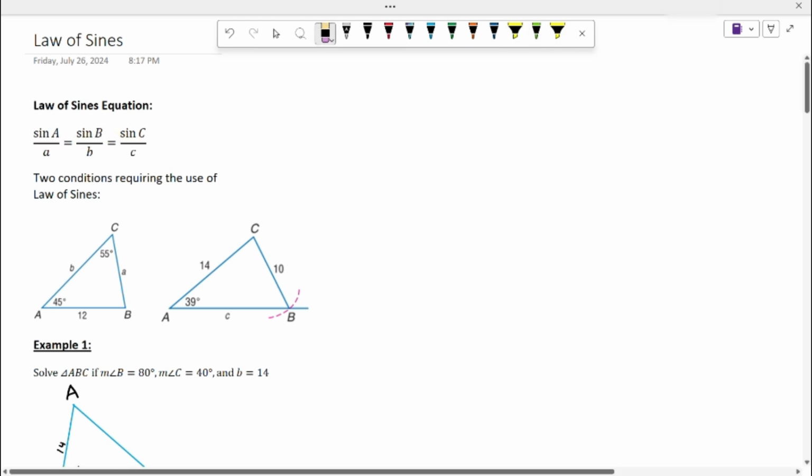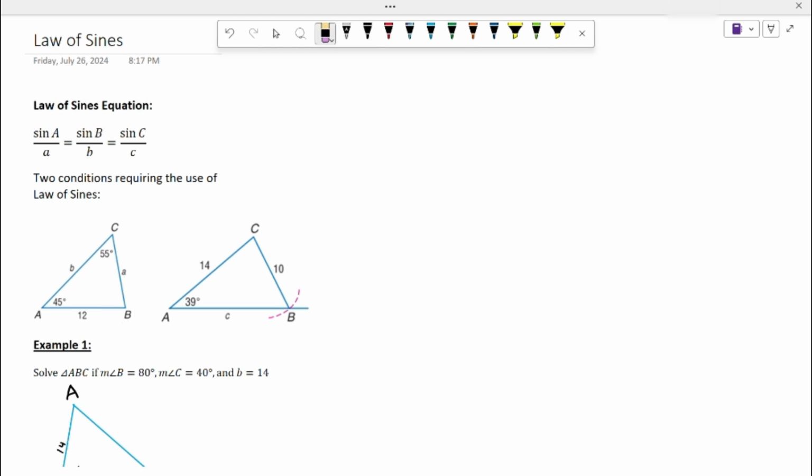So anyway, the two conditions that require the use of law of sines are, the first one, when we have two angles and a side, and that side must be known and opposite one of the angles. When we have two angles, it doesn't really matter what side we're given. It could be any one of the three sides, because we can solve for angle B, this angle here, based on the two angles that were given. We can do 180 minus the quantity of 45 plus 55. In this case, 45 plus 55 is 100, so the angle B would be 80, and then we can solve for b using law of sines.